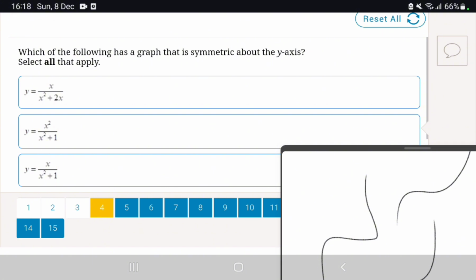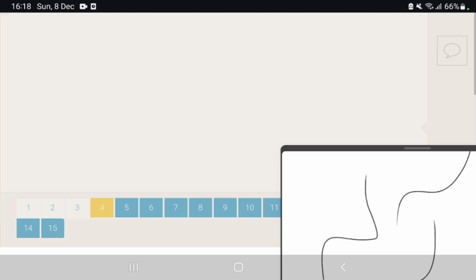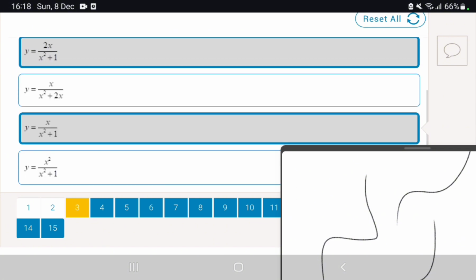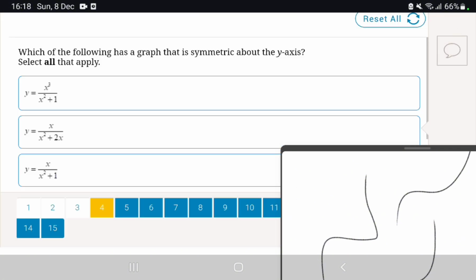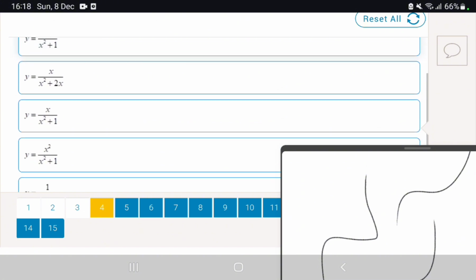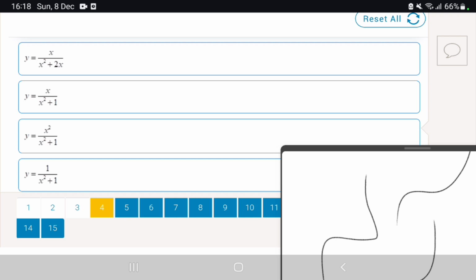To find out if it's symmetric about the y-axis, it needs to be even, meaning that if we substitute 1 and -1, it will be equal. Unlike in number 3, where it has to be the opposite. Now we substitute by 1 and -1, and we find out that if we substitute x by 1, it's 1 over 2, and if we substitute by -1, it will be -1 over 2, so this one's wrong. And then we do the same thing in the second equation, and if we substitute it by 1, it will be 1 over 3, and if we substitute it by -1, it will be -1 over 1.